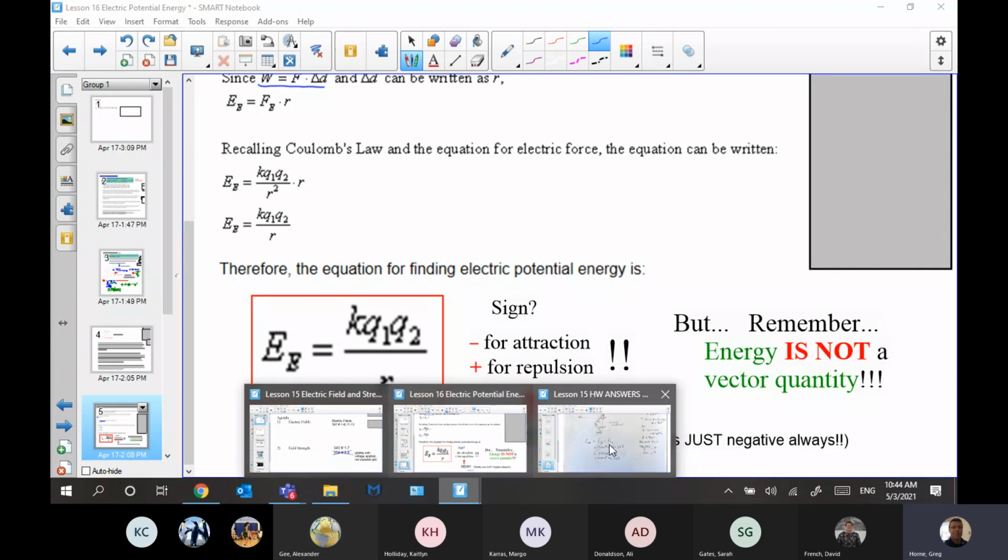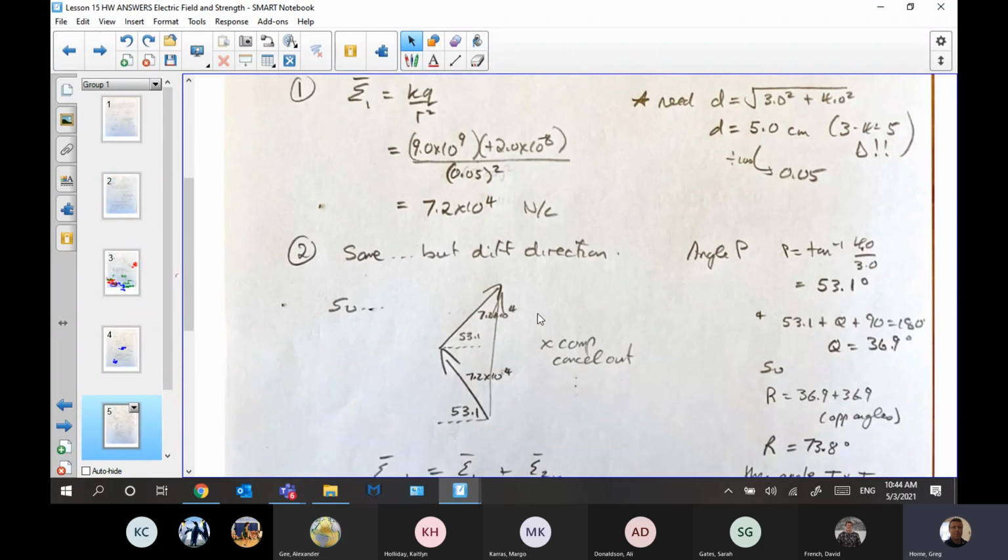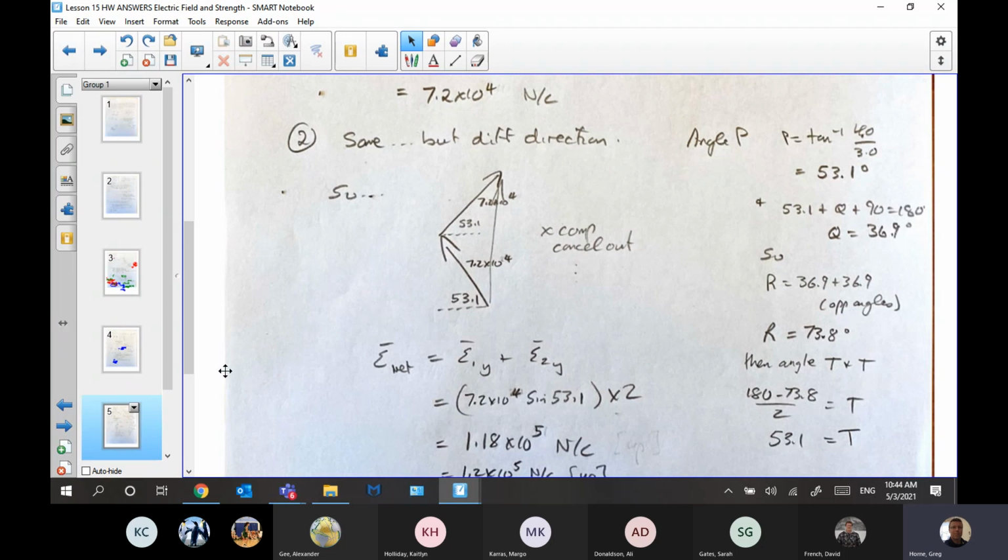If I show you this, here we're talking about vector quantities for forces. So we're talking about components and so on.